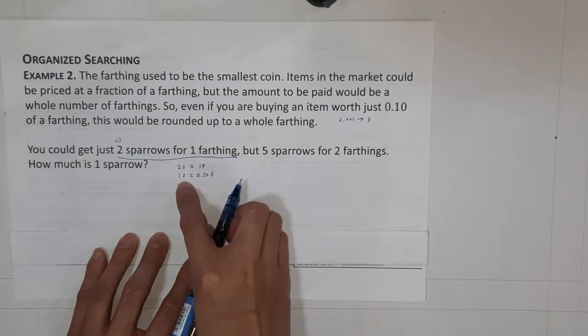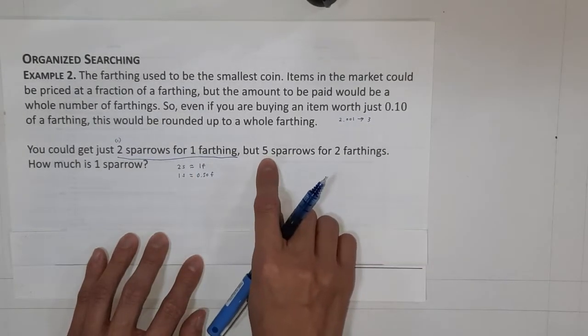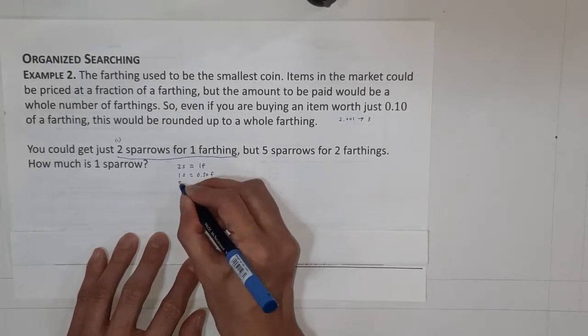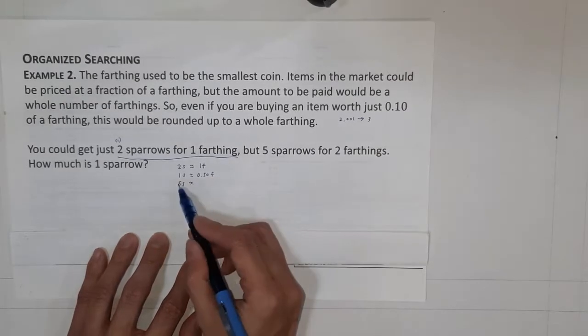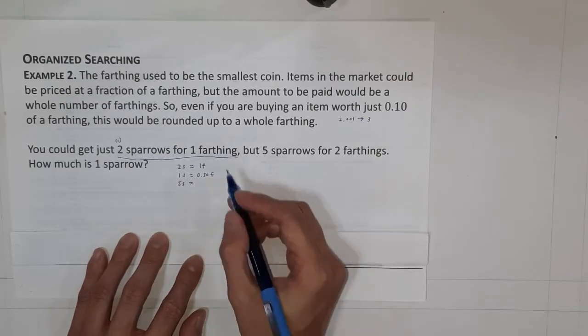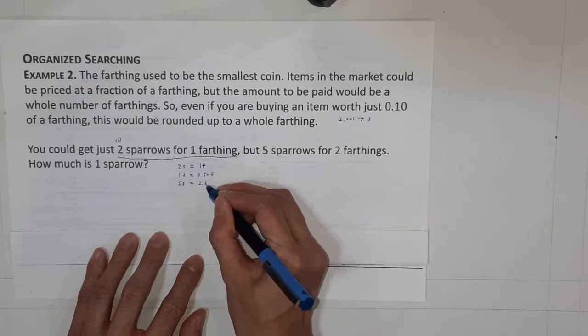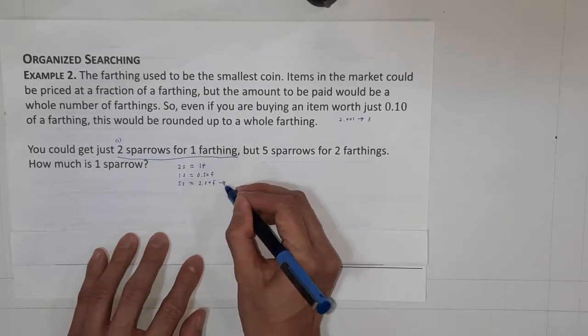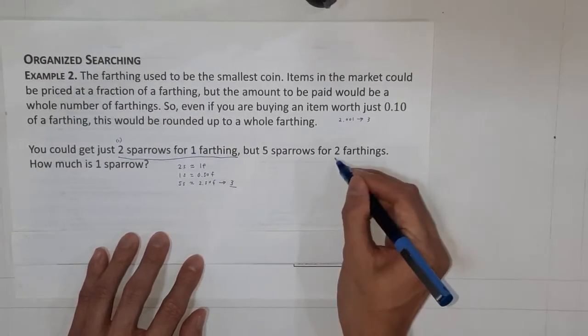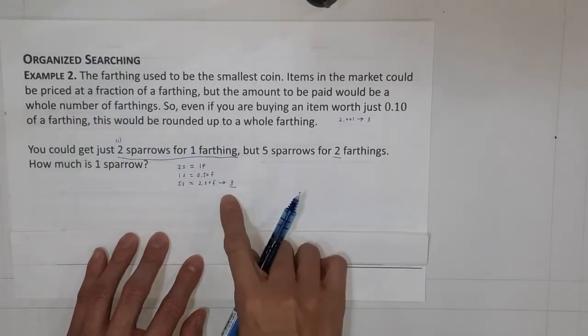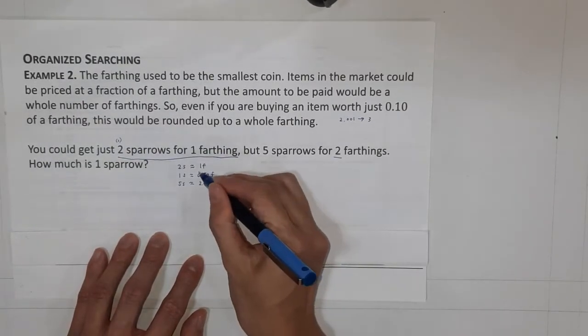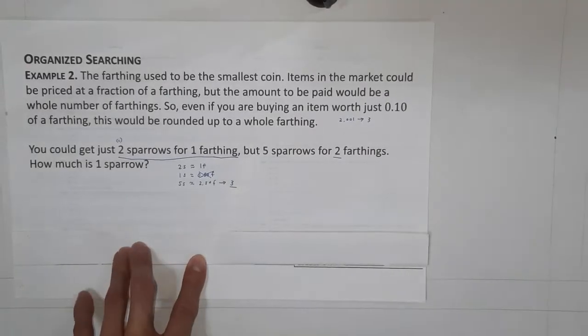Pero, mali yan. Paano mo nalamang mali? Kasi kapag may 5 sparrows ka na, so we just multiply by 5, 0.5 times 5 ay 2.5 farthings. This will be rounded up. Pero ang sinabi dito ay 2 farthings, hindi 3. So yung 0.5 na initial hula natin ay mali.